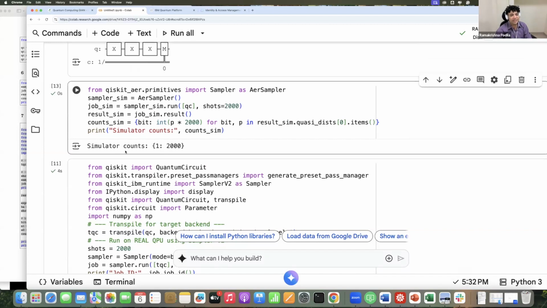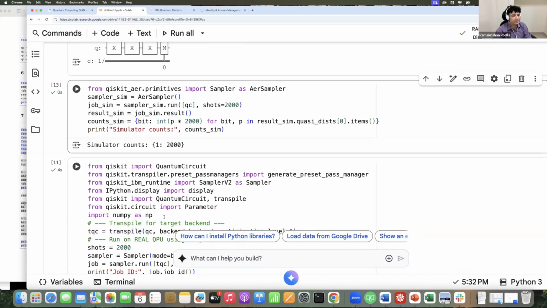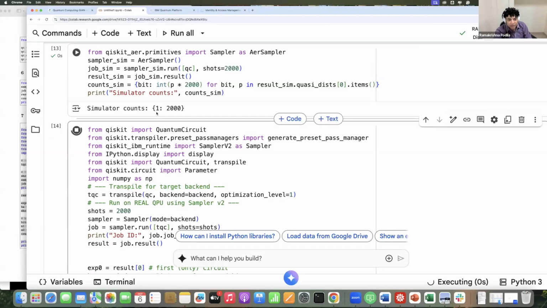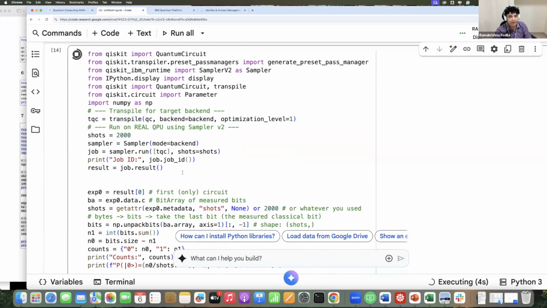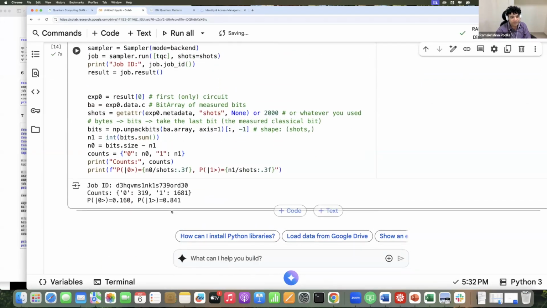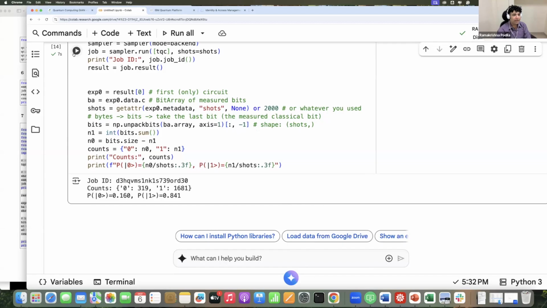But the thing is, see how fake the simulator is. It is so fake. I sound like Trump now. But let's see. Okay. See, now again I got 319. Now I got higher error.